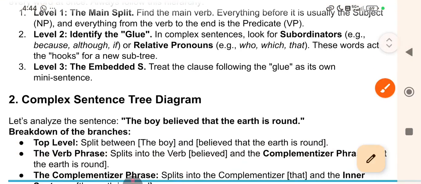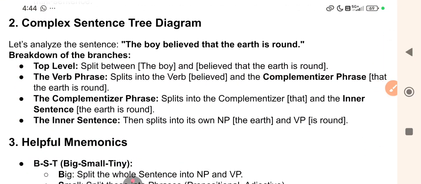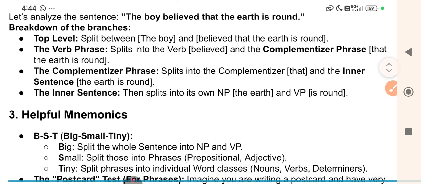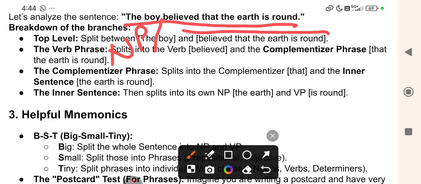So let us start. This is an example: a complex sentence tree diagram. Let's analyze the sentence: The boy believed that the earth is round. According to them, first of all, the boy is a noun phrase, and from the main verb believed to the end is a verb phrase.